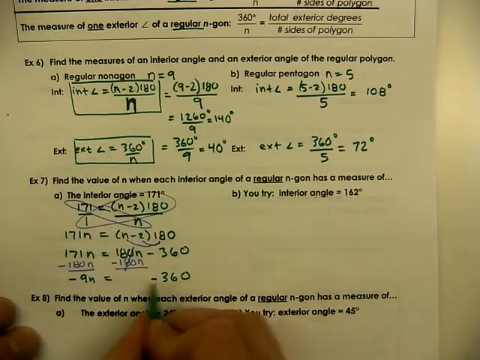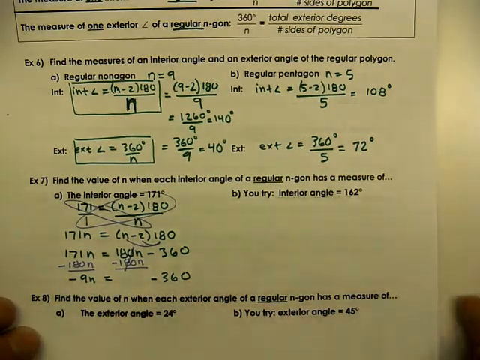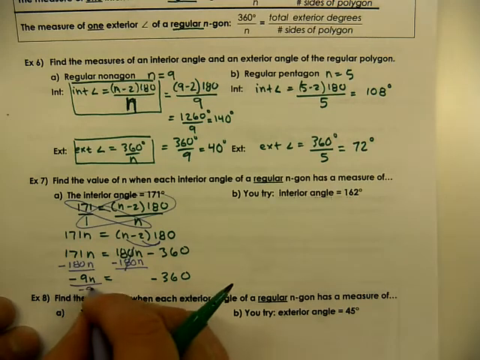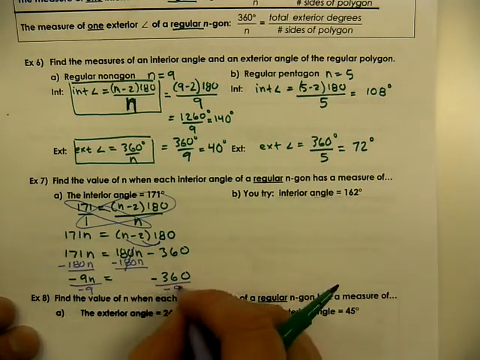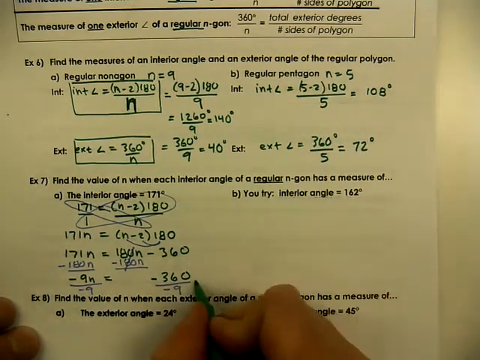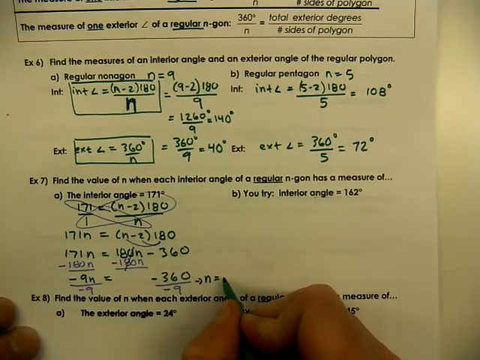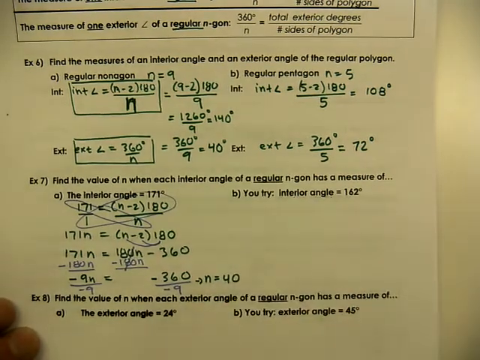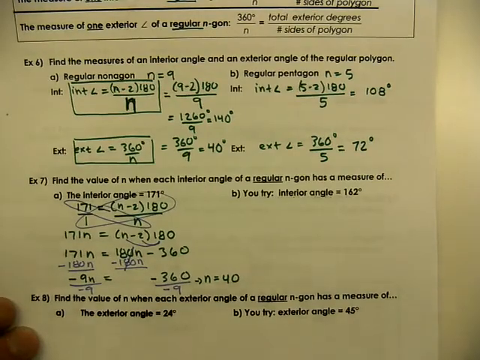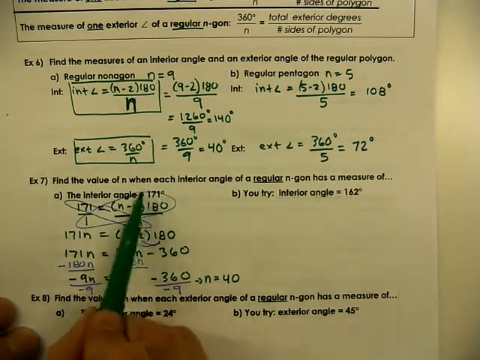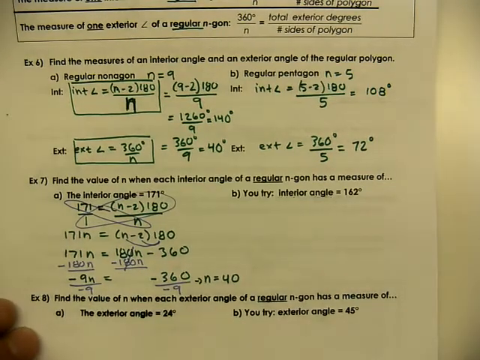So when we divide both sides by a negative 9 to get n by itself, we'll end up with a positive result. So n will be positive 40. So it would take a 40-sided regular polygon for us to find each interior angle with a measure of 171 degrees. All right, so here's one for you to try. So pause the video, you set it up, work it out just like this, and then continue the video when you're ready to check your answer.